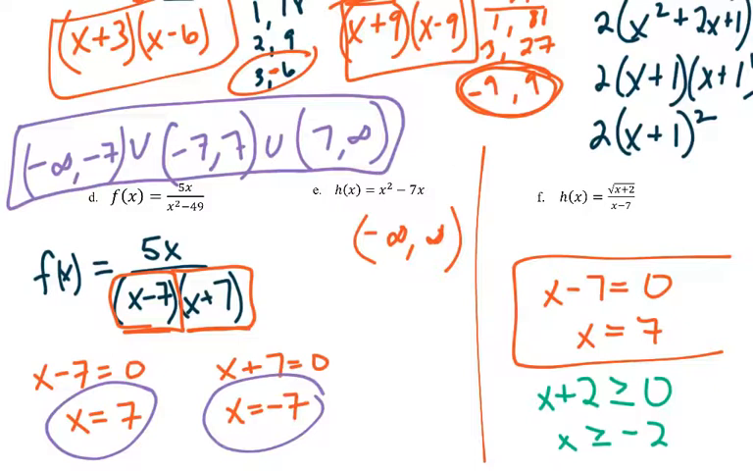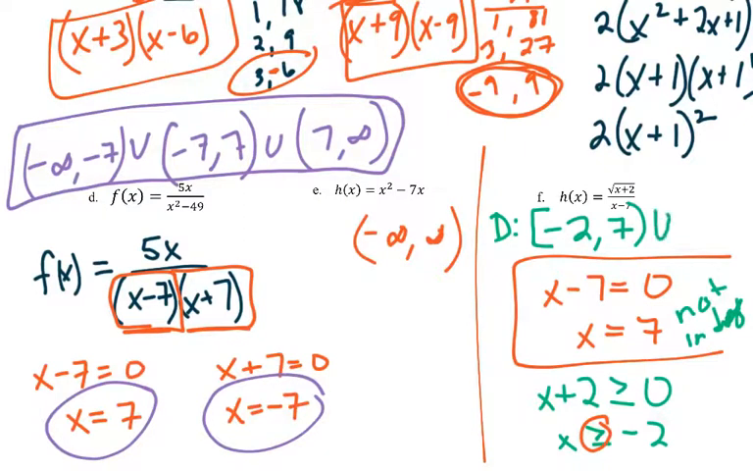So in this case, my domain for this function is going to be from -2 to 7. It includes -2 because of this inequality sign. It does not include 7 because 7 is not allowed. It's not in the domain because it is undefined. It creates an undefined fraction. So because it's undefined, it's not in our domain. Then we are going to pick back up from 7 and go on to infinity.